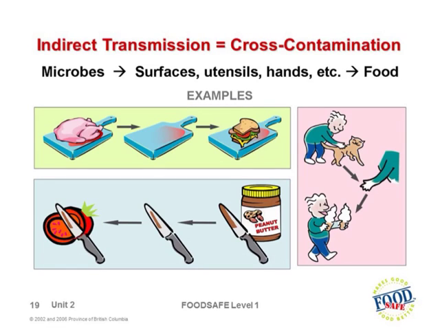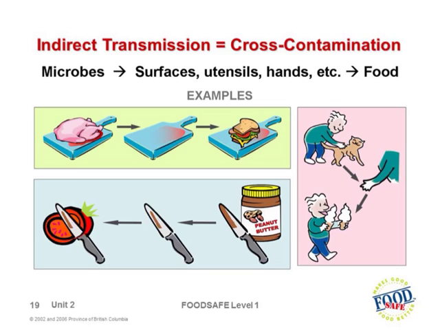Okay, so indirect transmission is something that you can think of like cross-contamination. So the microbes don't move directly to the food. The microbes move from their original source to a secondary object, so the surface, utensils, or your hands, and then they move to the food.